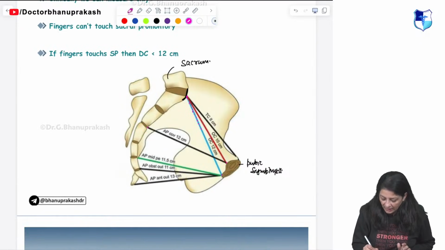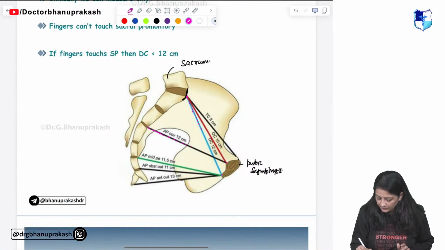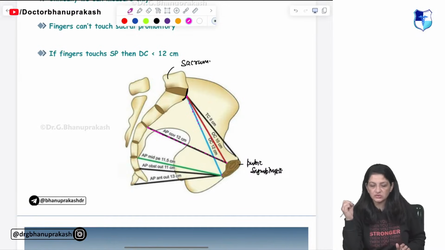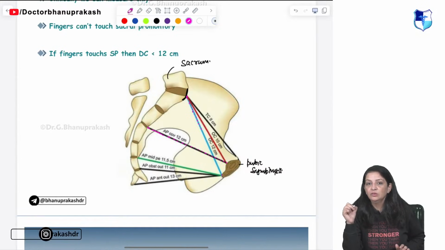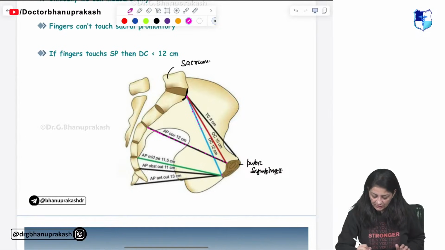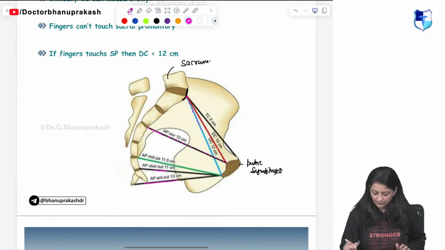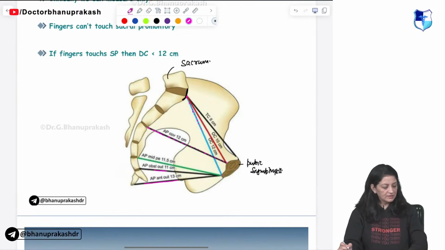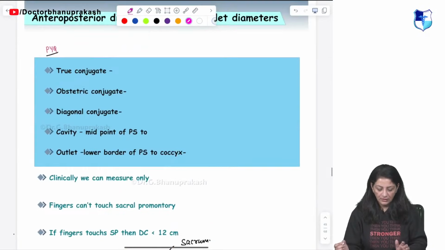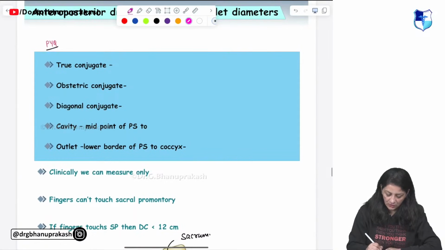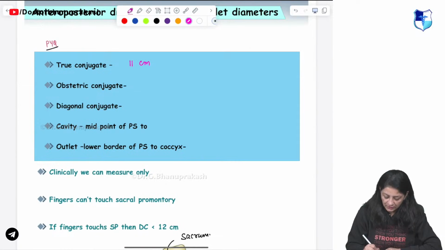So, cavity diameter is around from the middle of the pubic symphysis to S2 and S3. This is the mid pelvis diameter, around 12 centimeters. These are the outlet diameters, 11.5 to 13 centimeters. The true conjugate is around 11 centimeters.